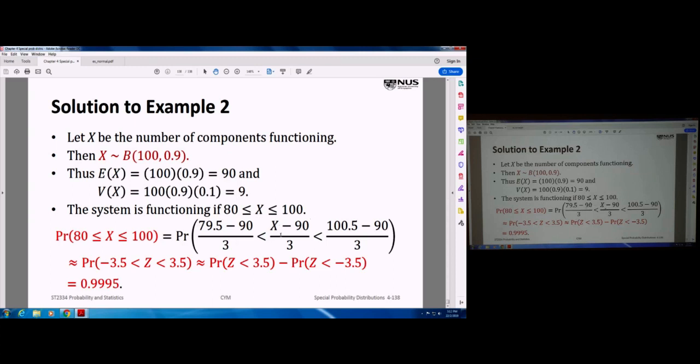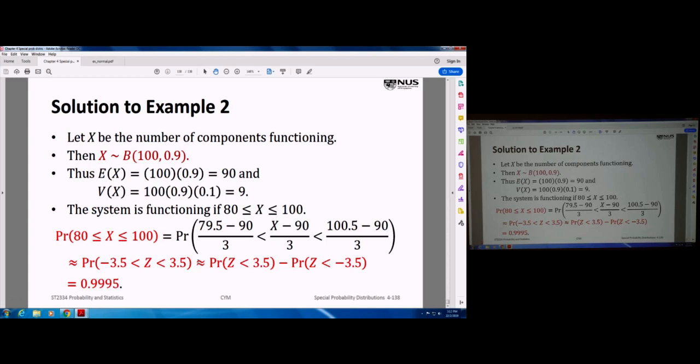So remember this is 79.5 minus 90 over 3, which should be minus 3.5, and 100.5 minus 90, which is 10.5, over 3, which is 3.5. So this is the probability that this random variable is very roughly equal to that. That's the normal approximation part. So the probability that Z is between minus 3.5 and 3.5.